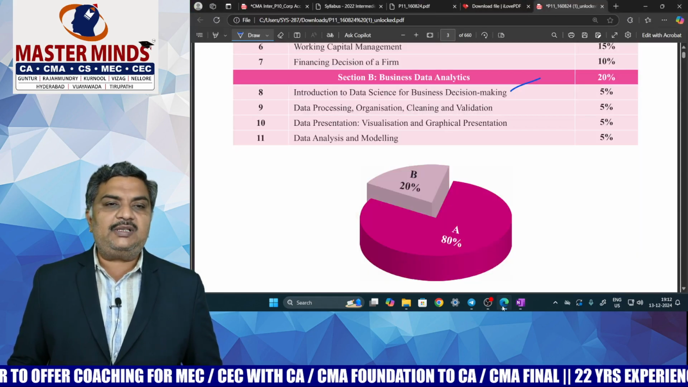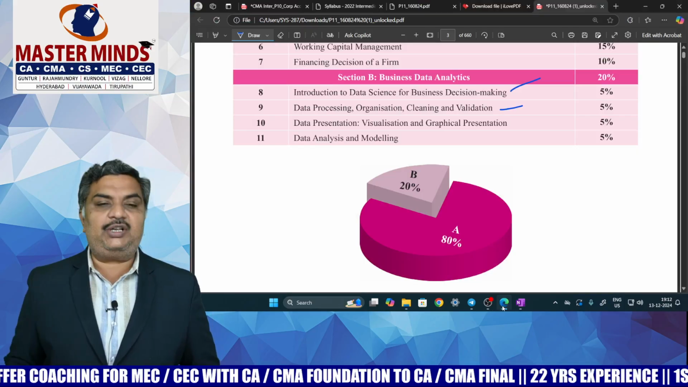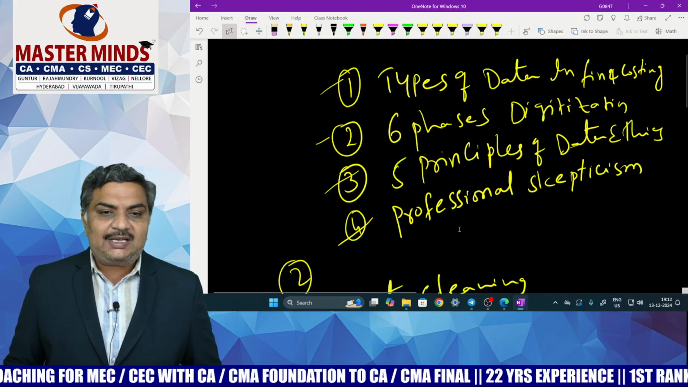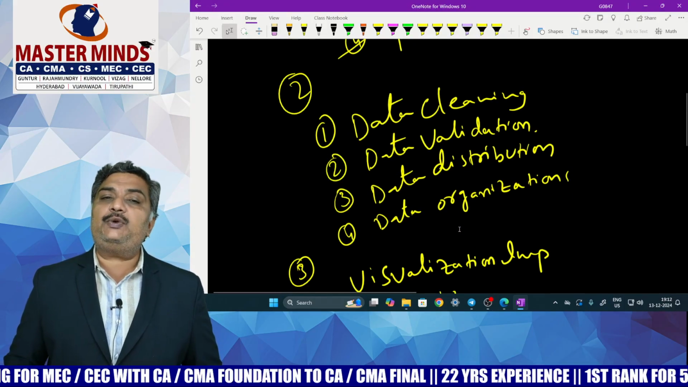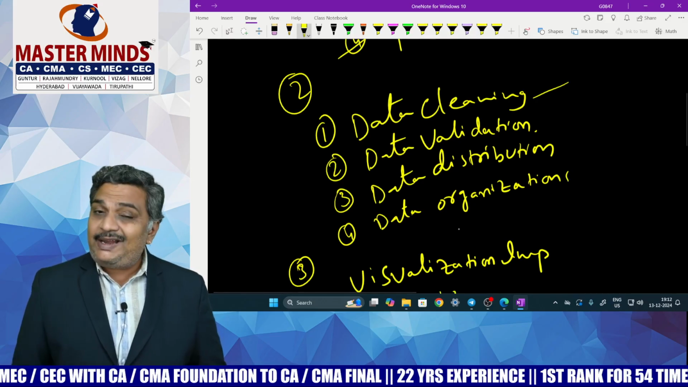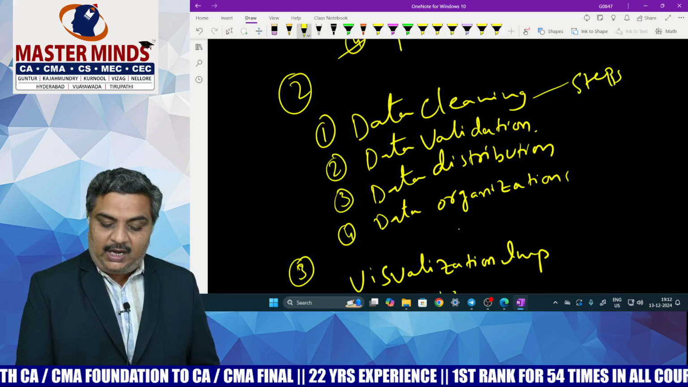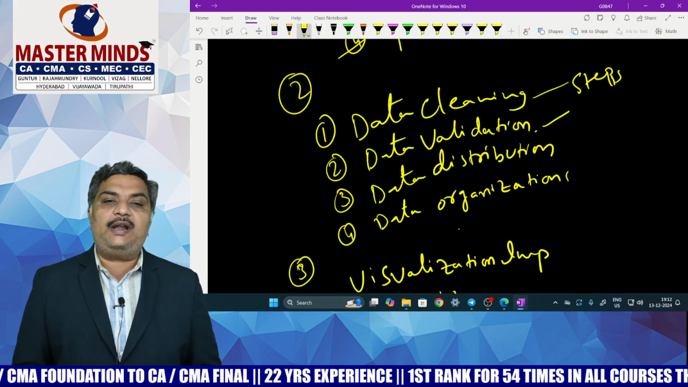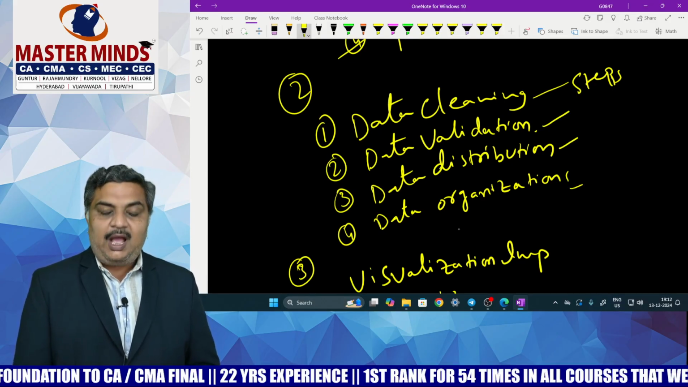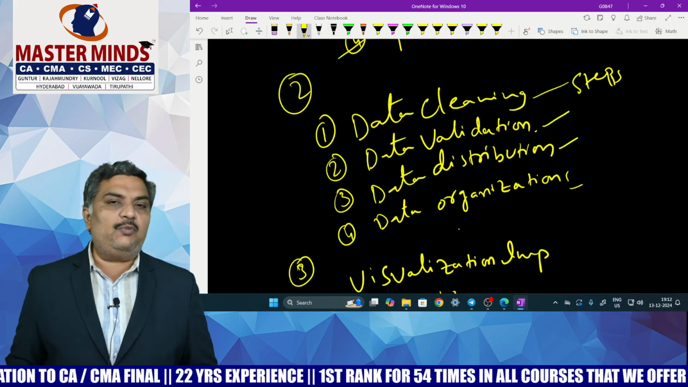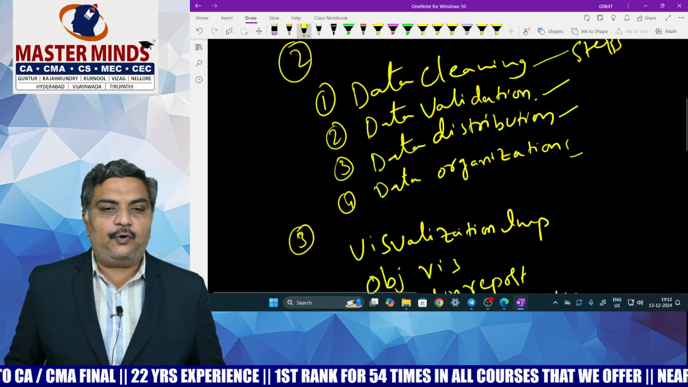Now coming to the second lesson, data processing, organization, cleaning and validation. In this lesson, the most important areas to study are data cleaning and its steps. Please prepare them well, and also study data validation, data distribution and data organization. These are the most important areas to focus on in the second lesson.